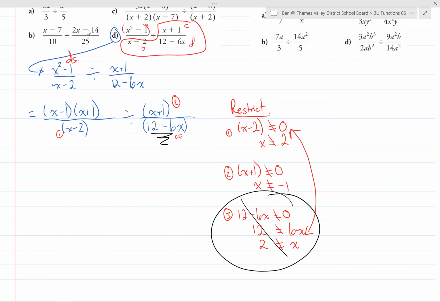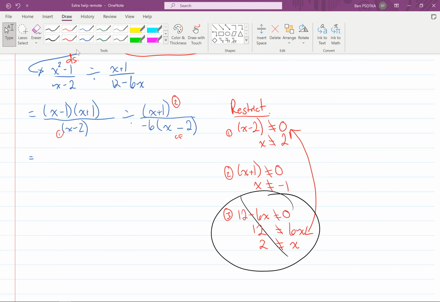So I'll rewrite this in a fully factored form. You know what, let's write it up here. We can factor out a negative 6, leaving us with x minus 2. If you're confused about that, try it out. Try common factoring out the negative 6 and see if it works for you. Now, from here, we can move forward.